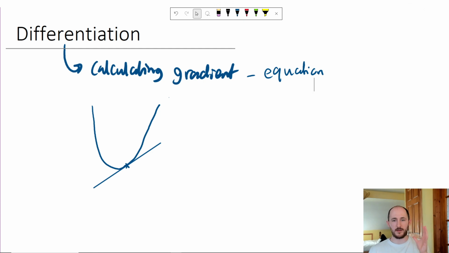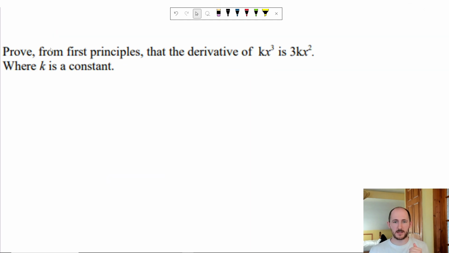So let's start off with how the gradient is actually defined in terms of differentiation. The very first thing you're expected to be able to do is to prove from first principles that the derivative of kx cubed is 3kx squared. I decided to start with this because you don't actually need to know differentiation to know that this is true. So differentiation relies on drawing tangents but making them infinitely small and precise, which means we do it mathematically, we do it algebraically, so they are 100% accurate.